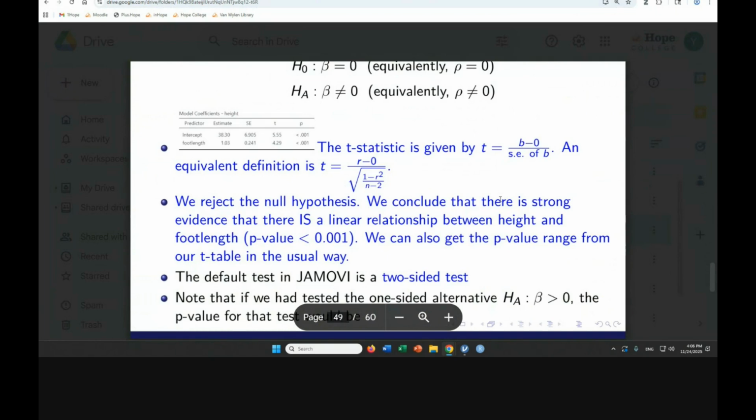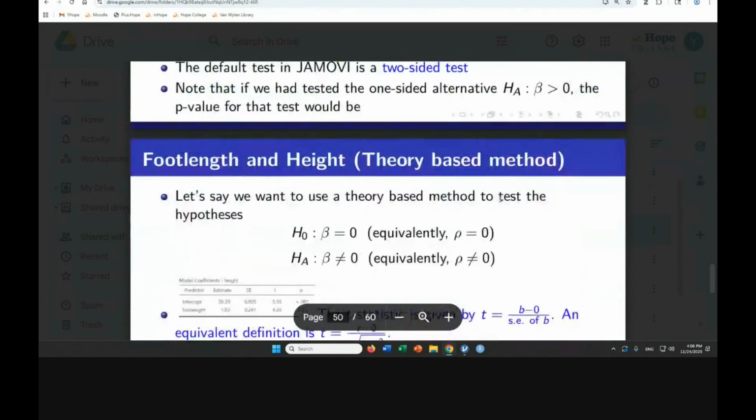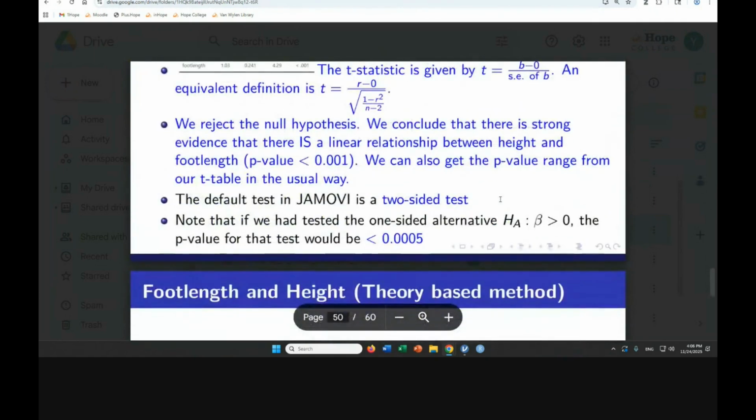If you want to do a one-sided test, what's the p-value? What is the relationship between the p-value of a one-sided test and a two-sided test? Two times. That's right. A two-sided p-value is twice the one-sided, which means if you take the answer from Jamovi, you need to actually halve it. The default is two-sided, so if you want a one-sided p-value, you halve it.